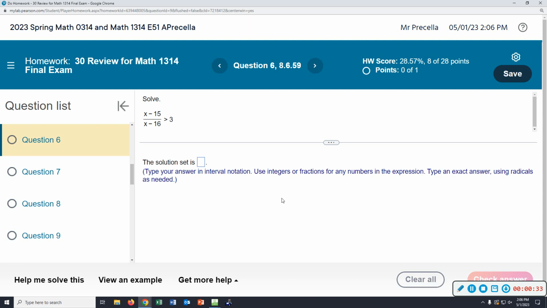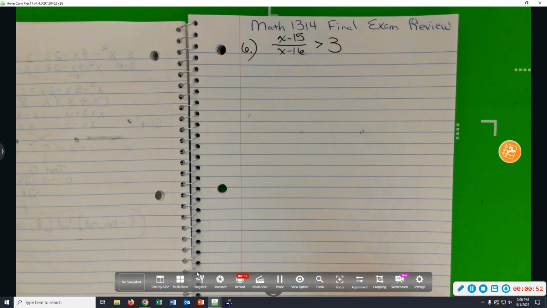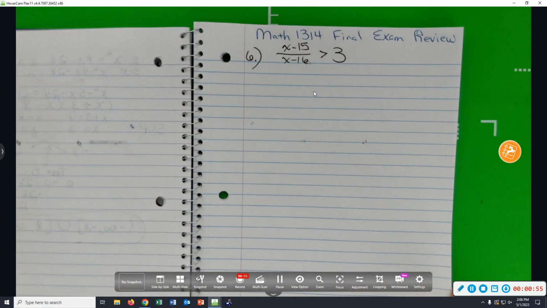We worked problems 1 through 5 the last time. So the last problem we did was a cut point problem, an inequality. So let's look at number 6. Okay, we'll switch over to my paper. I wrote it down earlier.